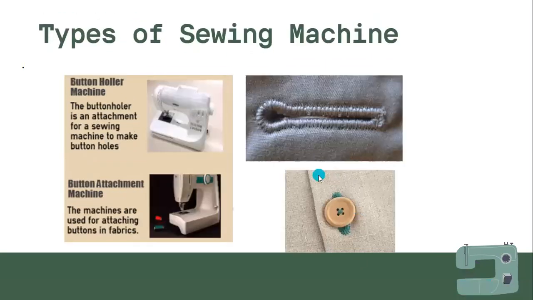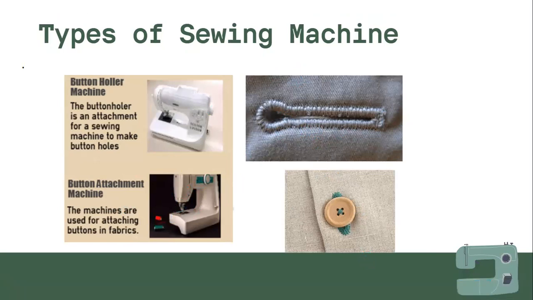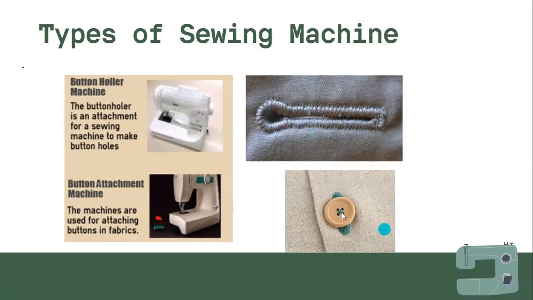The next one is the buttonholer machine, that is for making buttonholes. Then the button attachment machine, that is for attaching buttons. Nowadays, all these functions are there in a single machine itself. But earlier, they used to have different machines for different purposes. So you can create buttonholes with one machine, and then you can attach buttons using another button attachment machine.